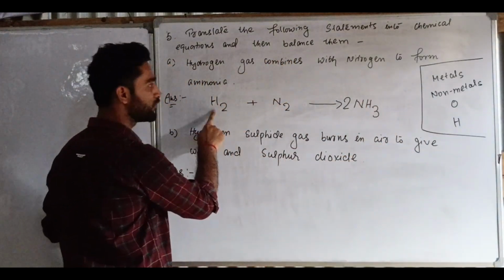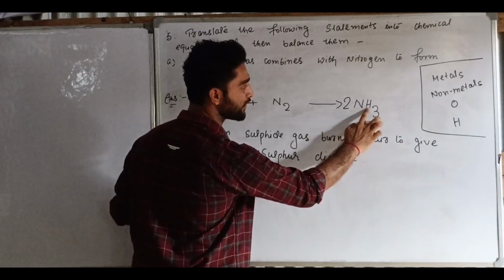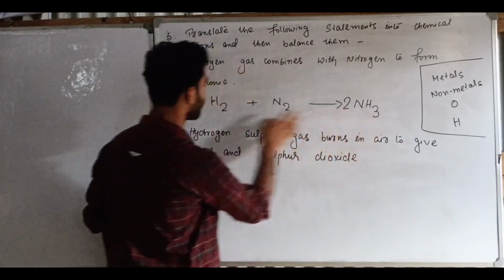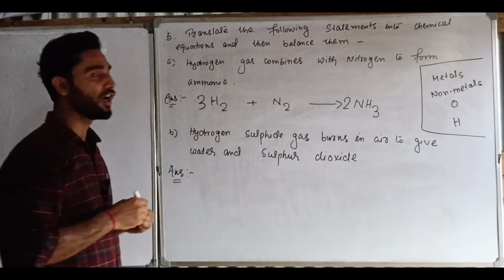This side hydrogen how many? 2. This side hydrogen how many? 3 2 are 6. These 3 and 2 will be multiplied. Here the hydrogen will be 6. This side how many? 2. So put 3. Now you check.